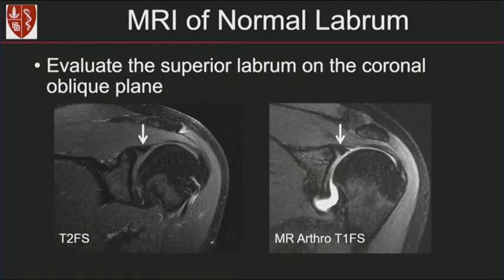We evaluate the superior labrum on the coronal oblique plane. So we have on the left a T2 fat suppressed image. On the right is a coronal MR arthrogram image showing the nice superior labrum that's normal, dark in signal intensity throughout, and triangular in shape.